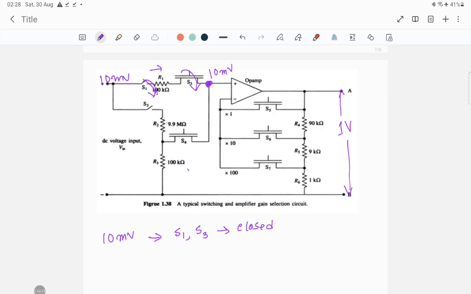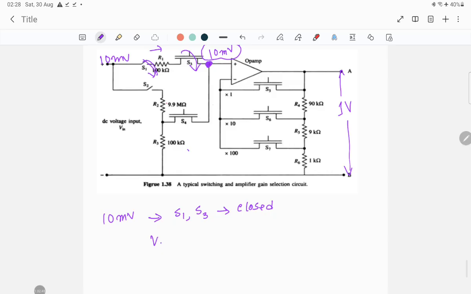Now this 10 millivolt needs to be converted into 1 volt, right? So which gain factor should be selected? What will be the V out? In this particular configuration, from 10 millivolt you want to generate 1 volt.